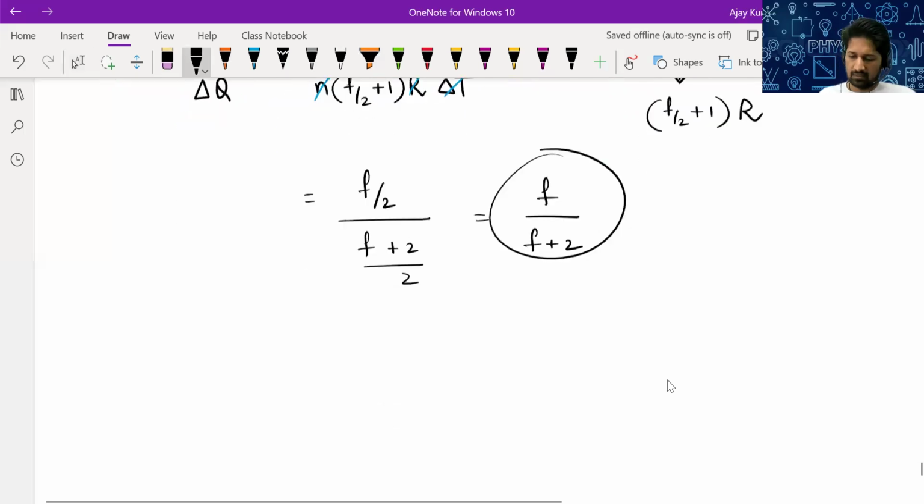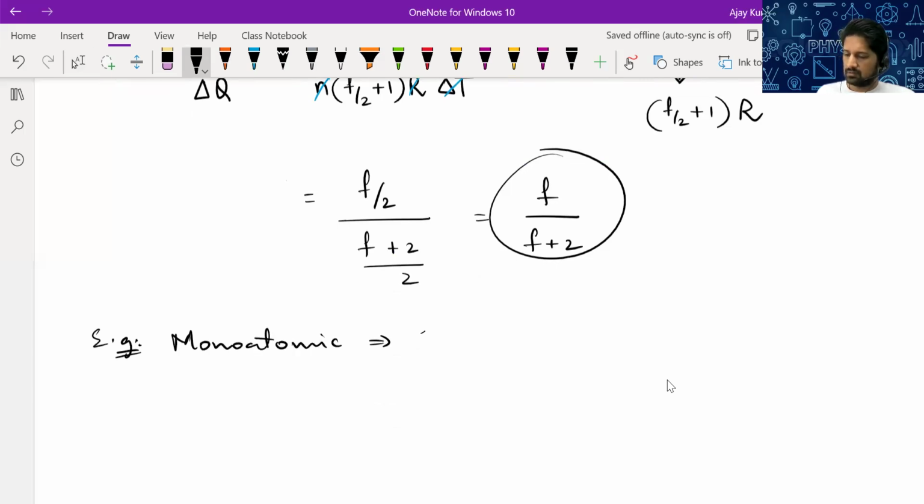For example, if it's a monoatomic gas, it has 3 degrees of freedom. That means the fraction of heat which gets stored as internal energy is 3 by 3 plus 2, 5. 3/5 gets stored as internal energy. Then what happens to the remaining 2/5? It gets converted to work.